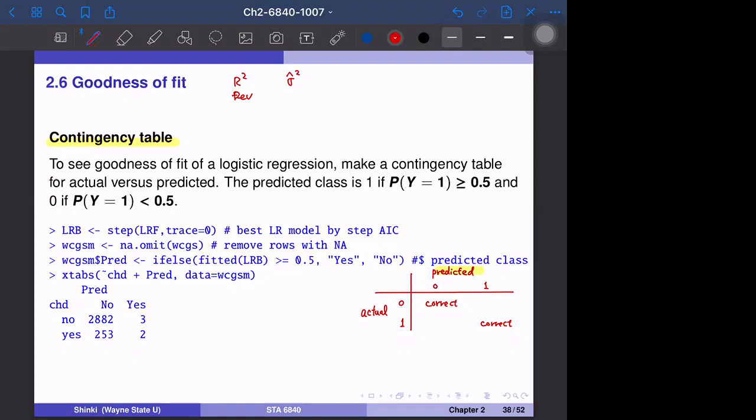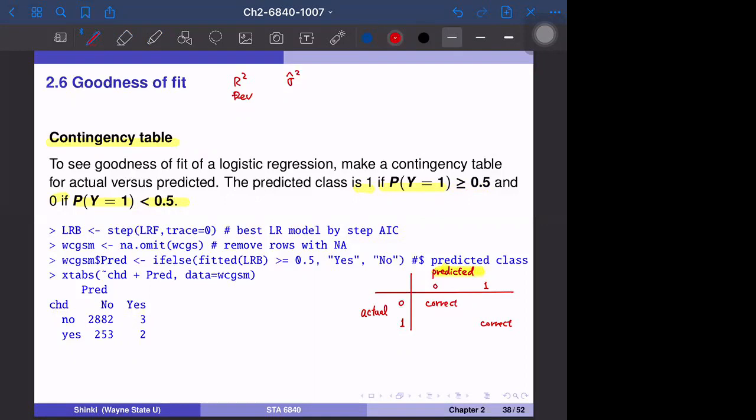Typically, we use the threshold at 0.5 because 50% is kind of the midpoint. So if the probability of y equal to 1 is larger than or equal to 50%, then we decide the predicted class is 1. Otherwise, 0. The inclusion of 0.5 is just controversial. Maybe you can exclude the first one and include the second one. But that is the rule.